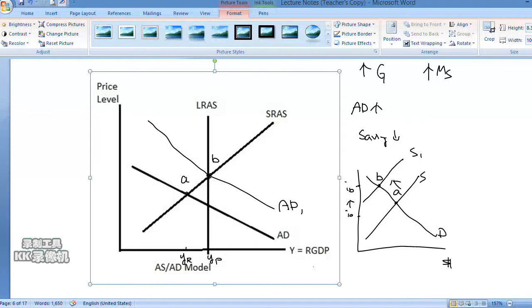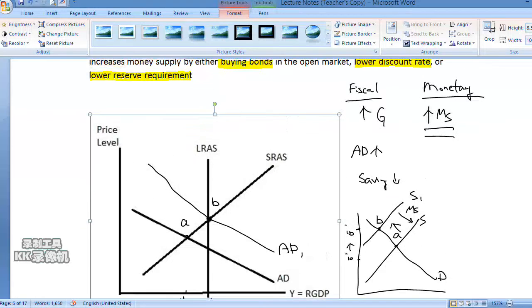However, with the increase in money supply, this is going to shift the savings curve back to the initial position. Because now bank has more money to lend out, so the supply of loanable funds increases. So this can hopefully cancel out the crowding out effect and make sure that the economy stays at B, at its potential output level.